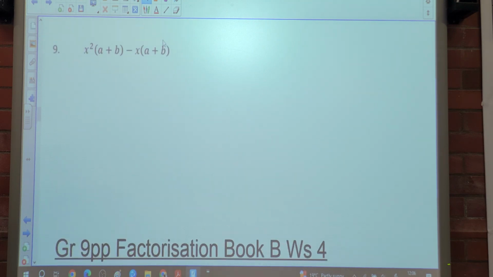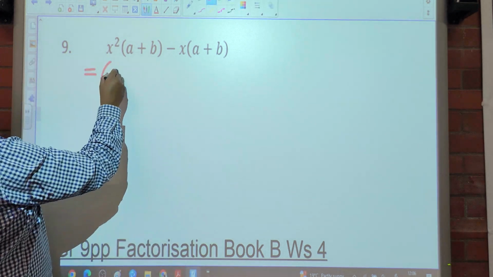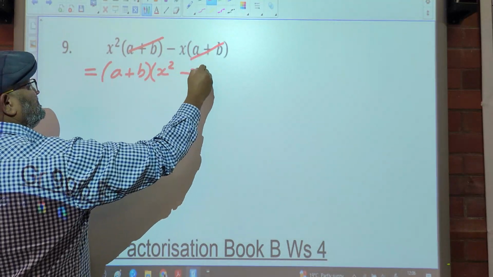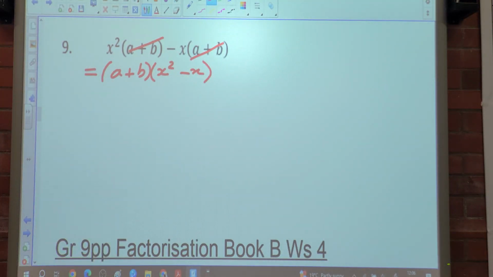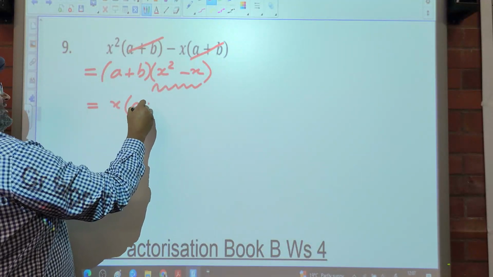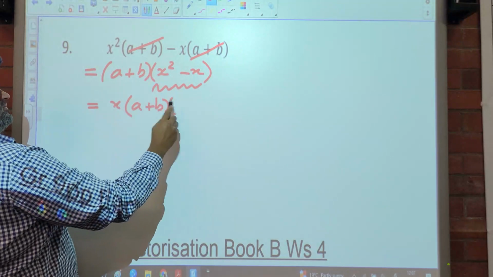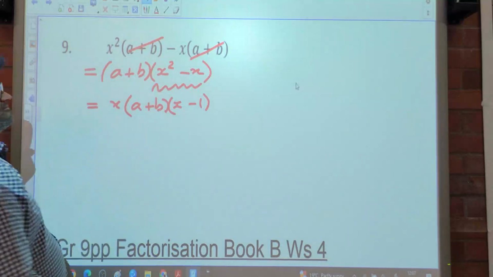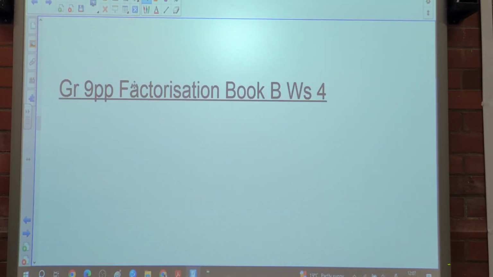Number 9. We've got x squared into a plus b minus x into a plus b. What is common? a plus b. What are we left with? x squared minus. What do we notice about the second bracket? x is common. So it's x into a plus b into x squared divided by x, x minus x divided by x. Okay.